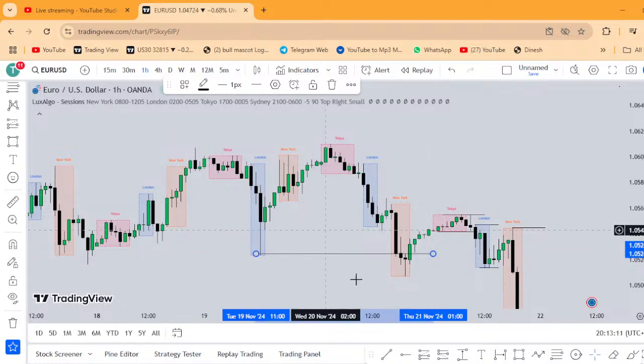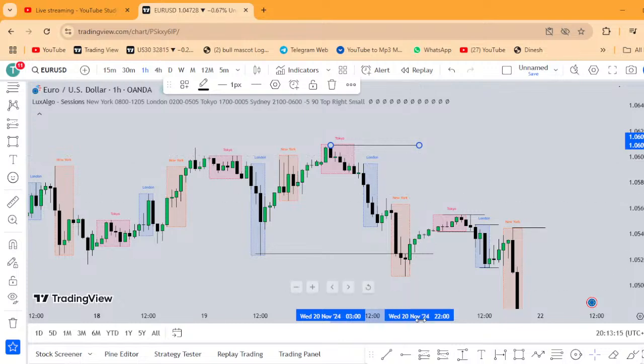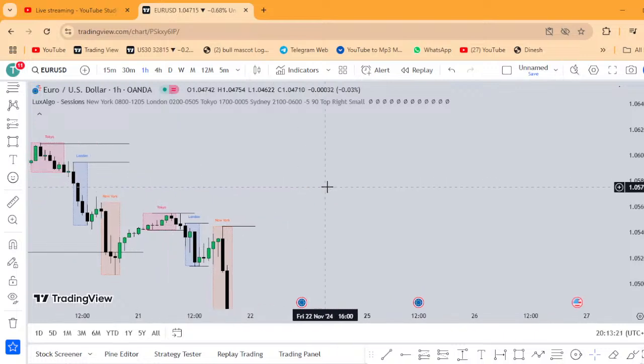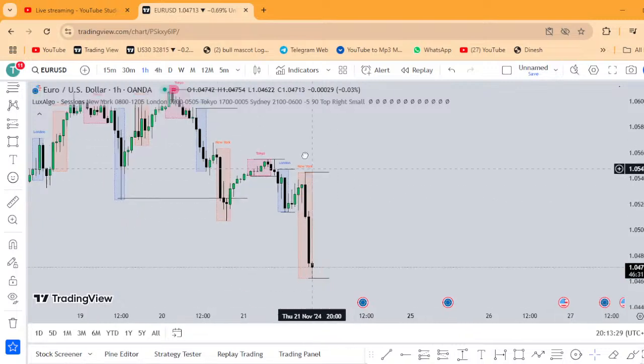So these are session liquidity points. We're going to talk about how to use them in your trade. So now after understanding that we have the major, medium, and minor, now you need to identify how to use each of them. Because now the minor liquidity we've not spoken about.